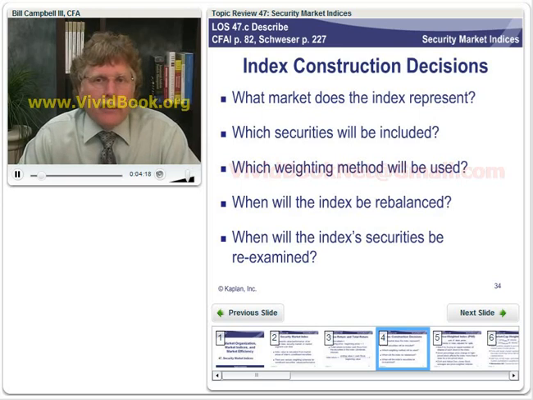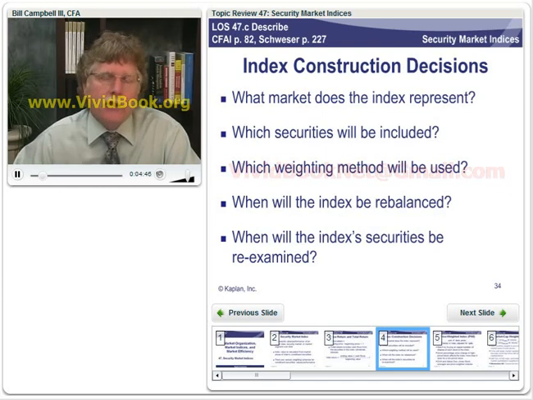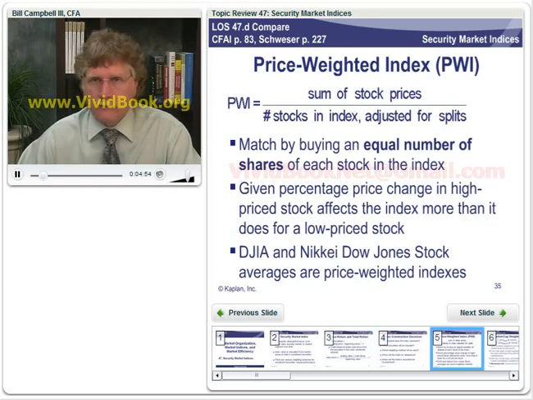And when will the index's securities be re-examined? How often are we going to look to determine whether, for example, we should drop one security and add another? If we have, let's say, the S&P 500, how often do we look to see whether or not one of the securities that we have, that company is no longer in the top 500 and has been replaced by a different company? When do we make those changes? How often? And so on. So these are the decisions you have to ask yourself when you are creating and maintaining an index portfolio.